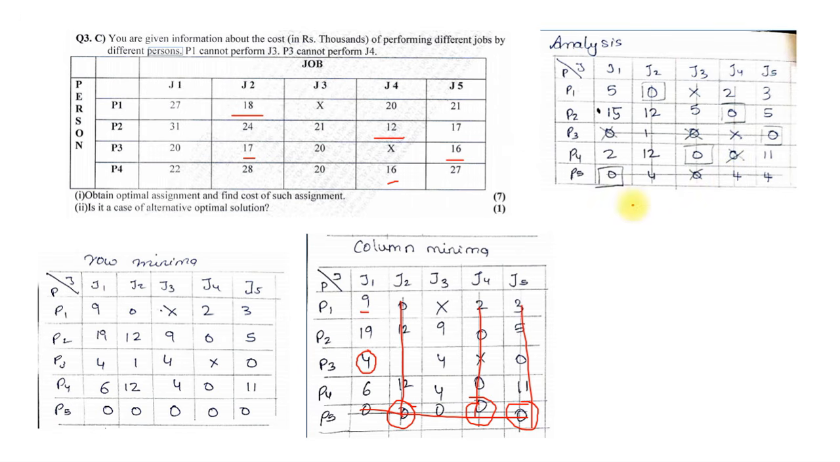Once we get that, again we start crossing. So our first cross, second, third, fourth, and fifth. There are 5 lines, so 5 by 5 it is. So we have assigned it, we have optimized it.